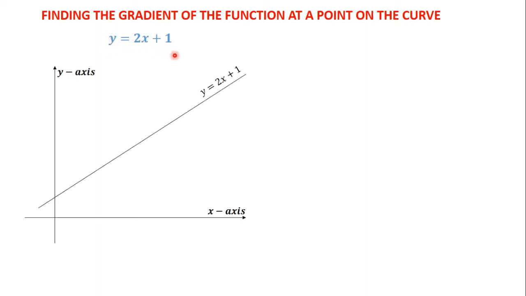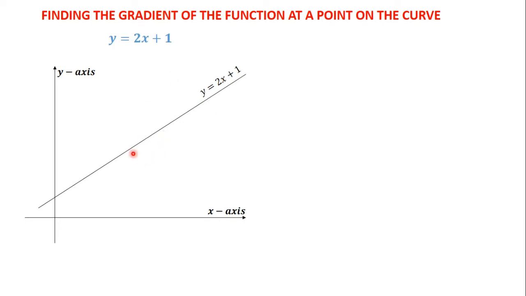In those videos, we learned that if we have a linear function, let's say y is equal to 2x plus 1, and we draw the graph of this linear function on a graph sheet, we are going to have a straight line. So we have the x-axis here, we have the y-axis here, and we have the graph of the straight line y is equal to 2x plus 1. We learned how to find the gradient of this straight line.